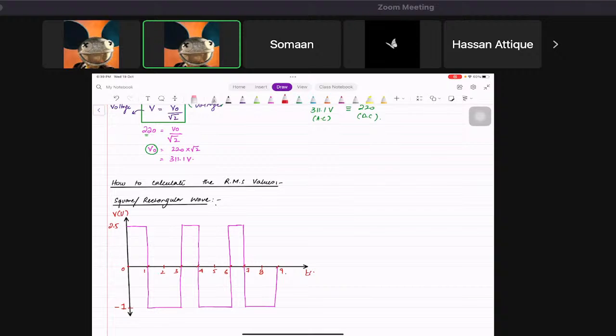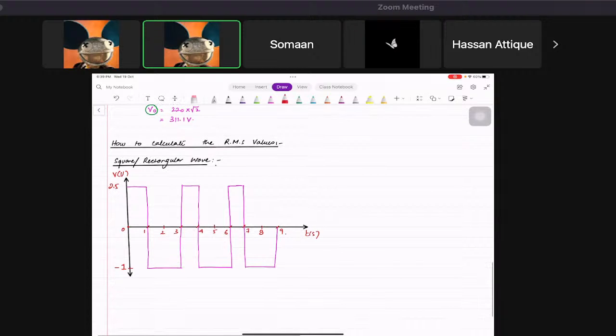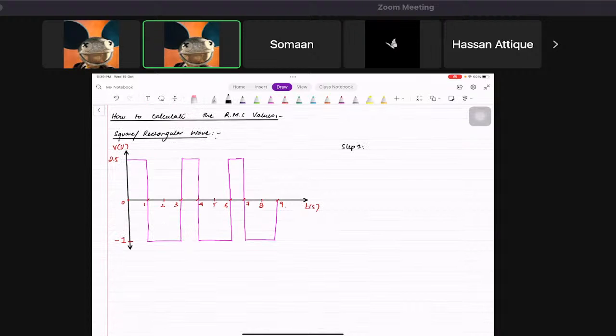So let's follow the steps, right? First step, when you see a rectangular wave, is that you basically isolate one time period. In this case, you have it as 3 seconds. Because you see, this whole section is one wave that you see. Everybody agrees, right?